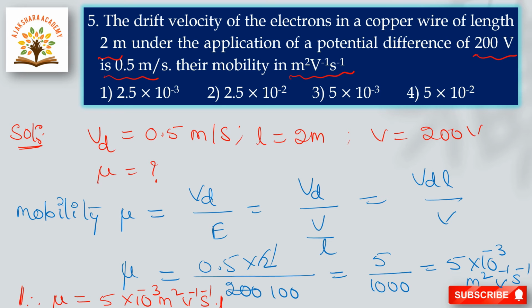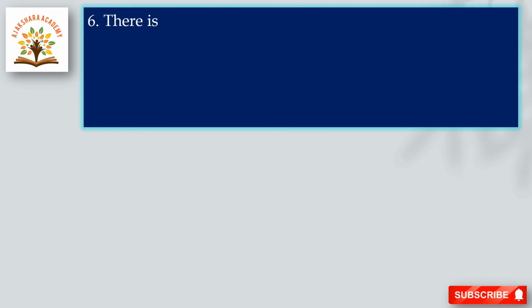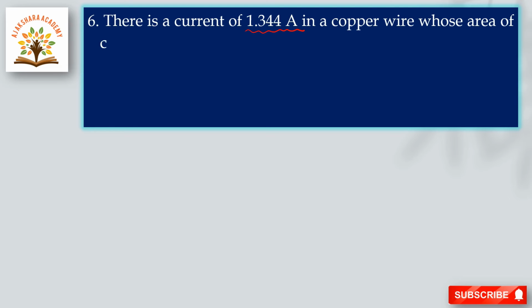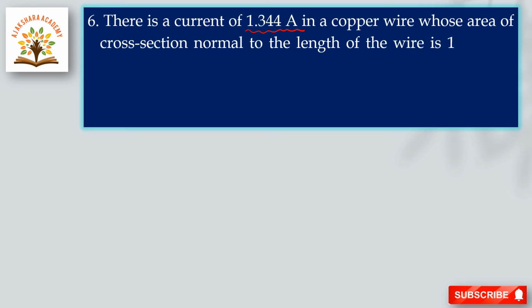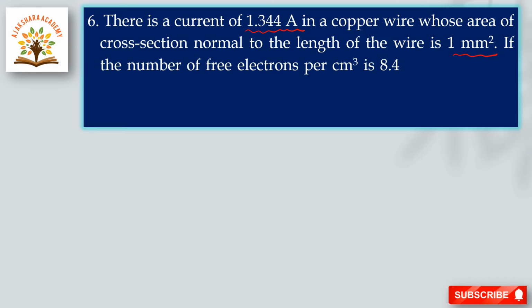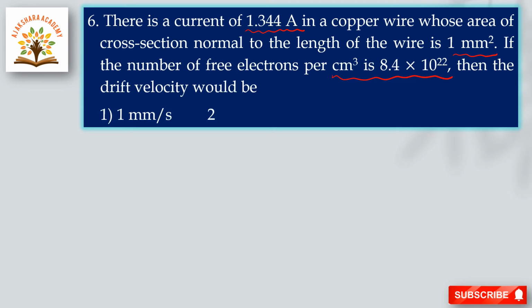Okay, next we will go to the next question. There is a current of 1.344 amperes in a copper wire whose area of cross section normal to the length of the wire is 1 millimeter square. If the number of free electrons per centimeter cube is 8.4 into 10 to the power of 22, then the drift velocity would be. Here we have to calculate drift velocity. Now let us go to the solution.